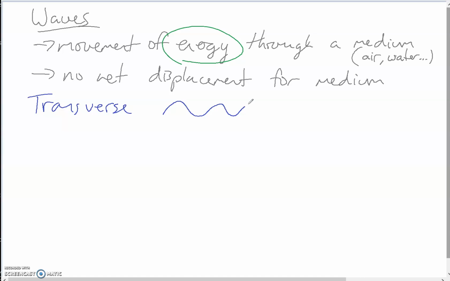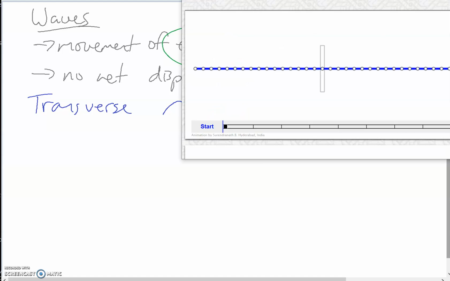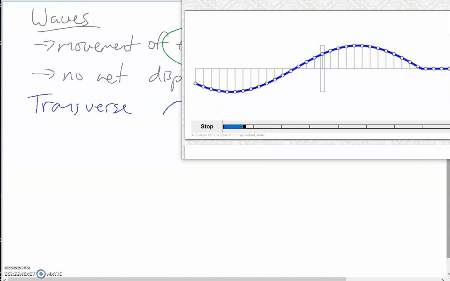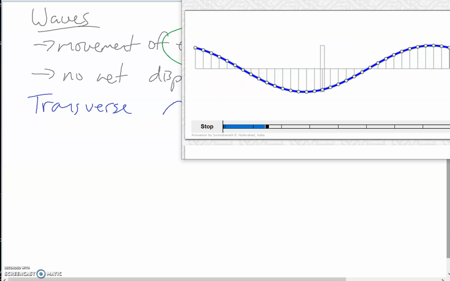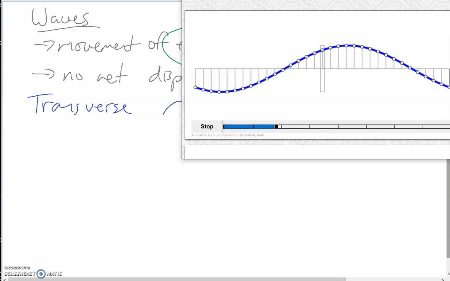Okay, so we have a transverse wave, and that's what it looks like. We're going to use a little simulation here to get an idea. So here's a transverse wave. This is what most people think of when they think about waves anyway, but here's a nice transverse wave. Okay, so you have the little white things. Those are like the particles.